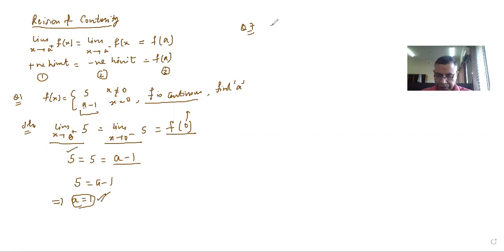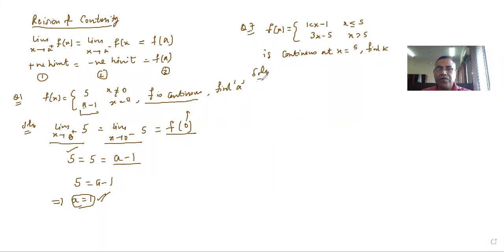The second kind of question. f(x) is equal to kx minus 1 for x less than 5, and 3x minus 5 for x greater than 5, is continuous at x is equal to 5, find k. Now here also he has given me that the function is continuous at x is equal to 5, find k.